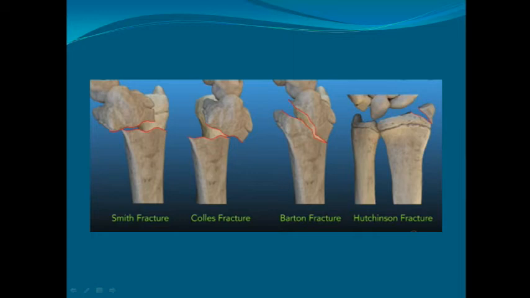Colles fracture. This is a distal end of radius fracture, and this distal fragment is going towards the dorsal side. Similarly, in Smith fracture we will have a distal end of radius fracture, but this fracture fragment will go to the volar side, ventral side. So these two are opposite of each other. In one the fracture fragment goes dorsal, in one it goes ventral. This is Barton fracture. It is an articular fracture. As you can see, it has gone towards the articular surface. This is Hutchinson fracture. It is the fracture of the radial styloid.